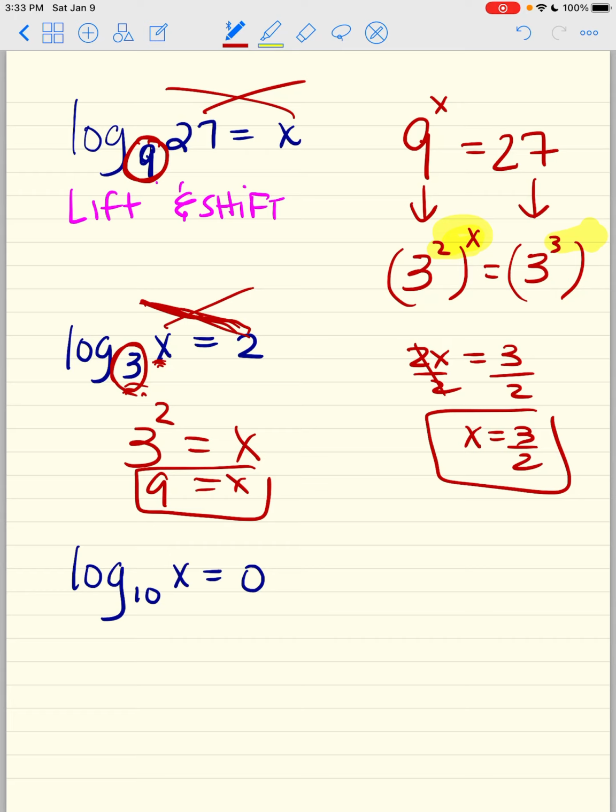Think about it for a second, guys. If I put a 9 here to check my answer, how do I read this? 3 to what number makes 9? 2. Okay, let's try the next one.